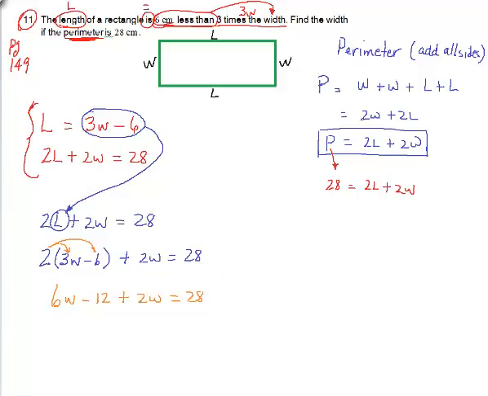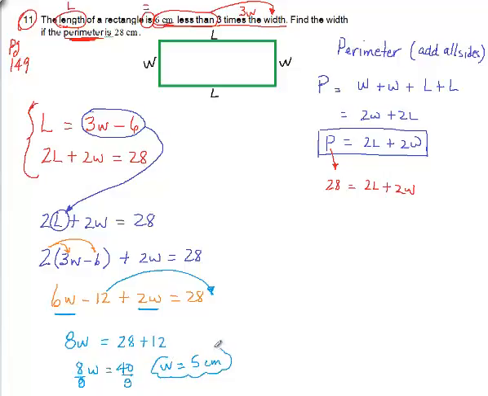Now you're right back to solving a first degree equation, which you've done several of by now. 6W and 2W are like terms, and we can add them together, giving us 8W. To solve for W, we need to isolate the W, so we move the 12 to the other side. That becomes positive. 8W equals 40, and then we divide each side by 8, giving us a final answer for the width of 5. I always put the unit of measure in, so the width is 5 centimeters.